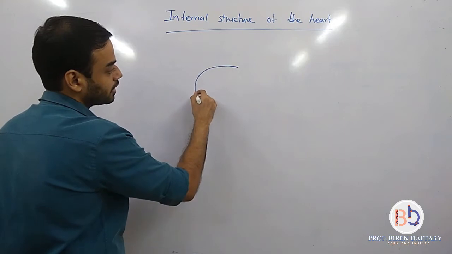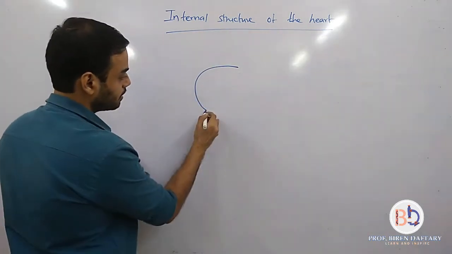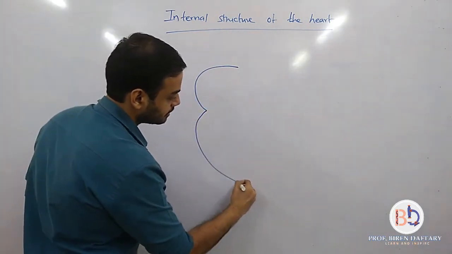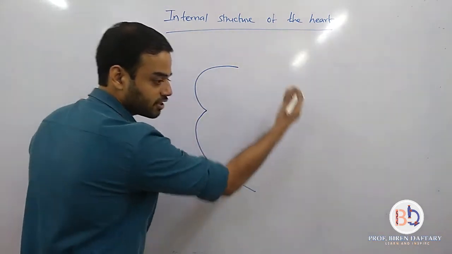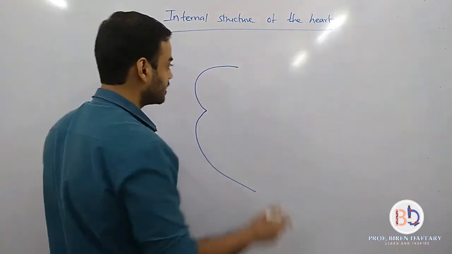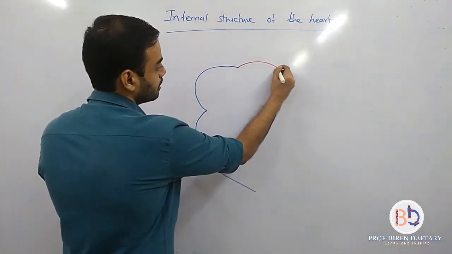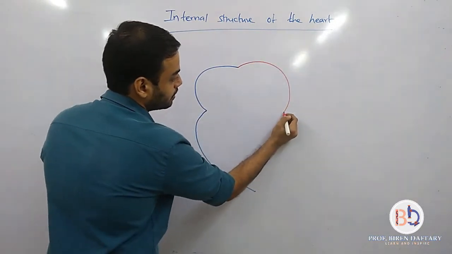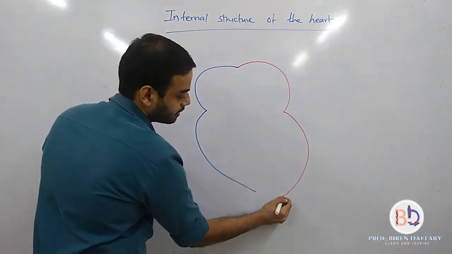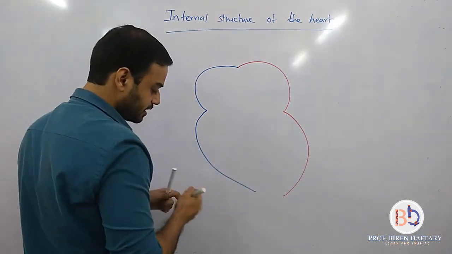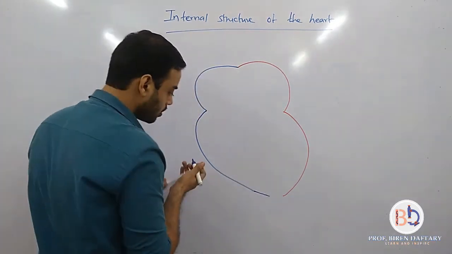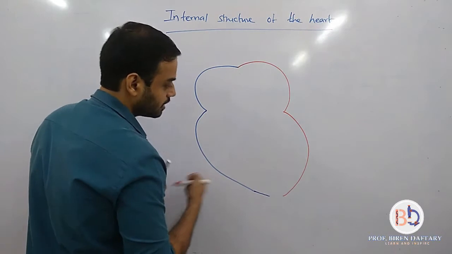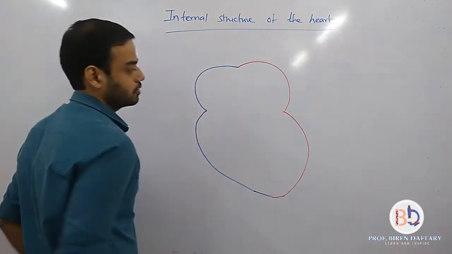So let us draw the right atrium, and after that the right ventricle, and then the left side of the heart, which has oxygenated blood, so that is going to be the left atrium and the left ventricle. Please remember that the heart is slightly tilted towards the left side, so when drawing the diagram make sure that you show that.